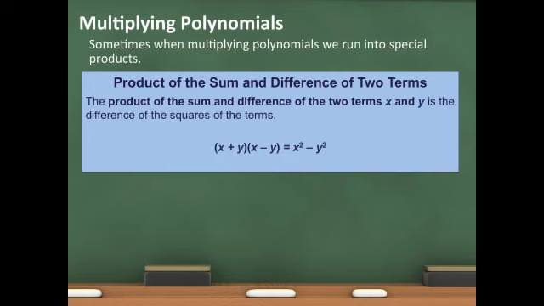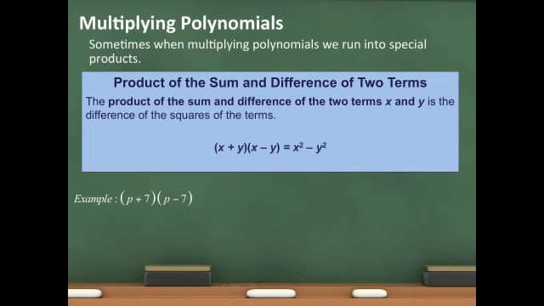Sometimes when multiplying polynomials, we run into special products. One special kind of polynomial product is the product of the sum and difference of two terms. The product of the sum and difference of two terms, x and y, is the difference of the squares of the terms. In other words, x plus y times x minus y equals x to the second power minus y to the second power. Again, let's look at some examples.